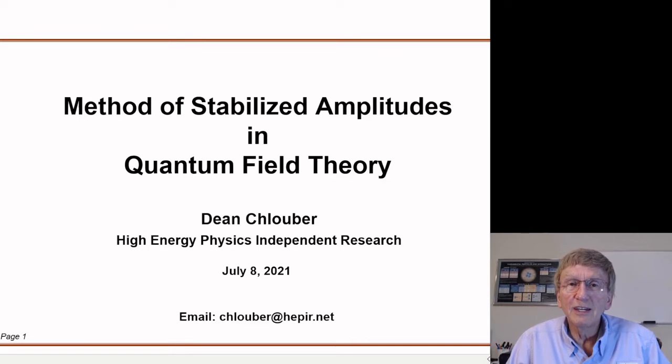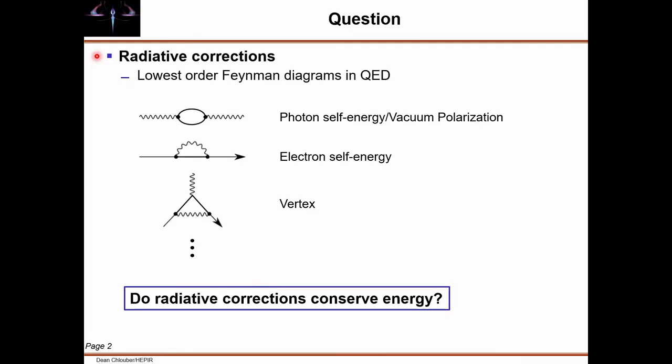So let's begin with a little background. Our primary focus is going to be on radiative corrections and the divergences that arise when we sum over intermediate states of high-energy virtual particles.